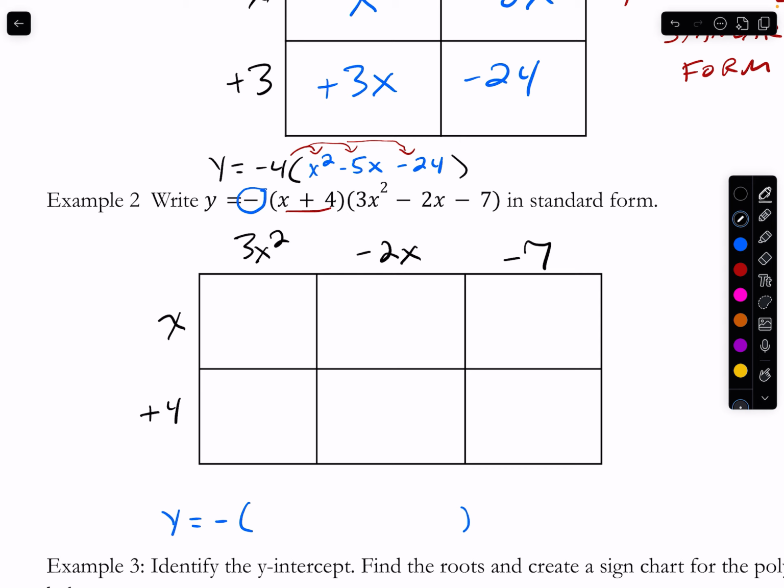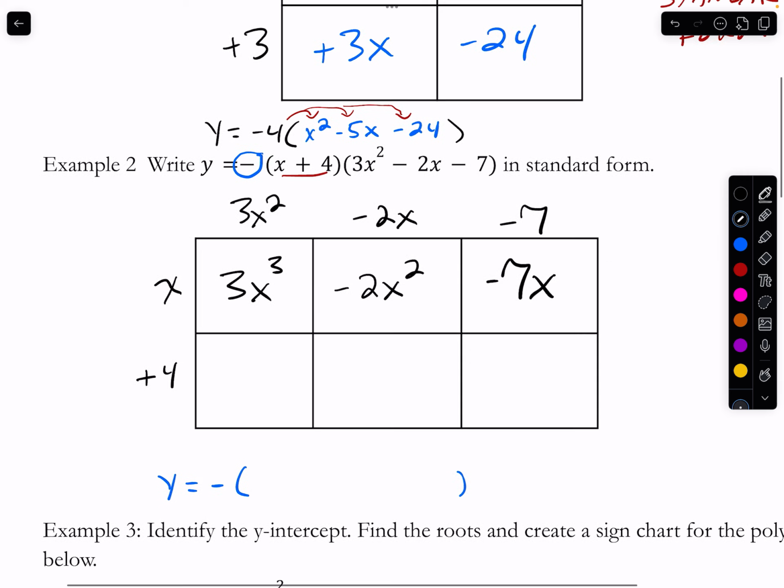Treat this exactly like we would. So I've got 3x to the third power. Then x times -2x is minus 2x squared, and then -7 times x is minus 7x. It should go down 3, 2, 1; you can see it's in decreasing order. Then here I've got 12x squared, and then 4 times -2x is minus 8x, and then 4 times -7 is minus 28.